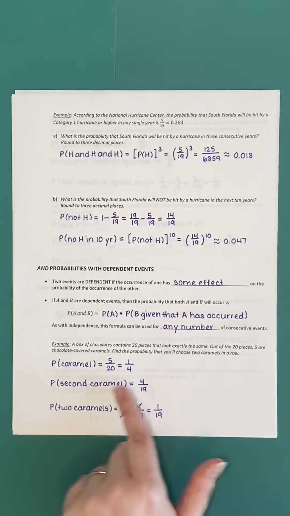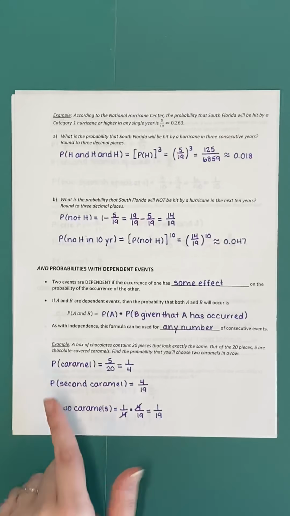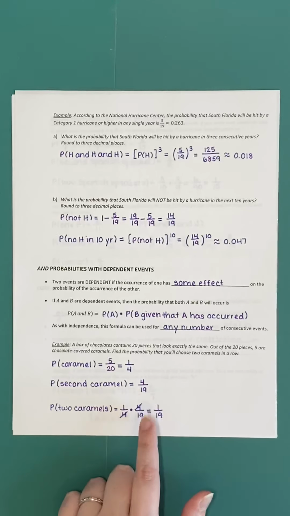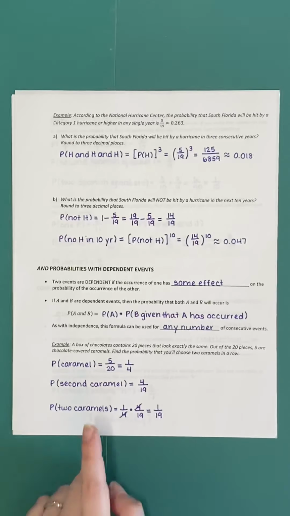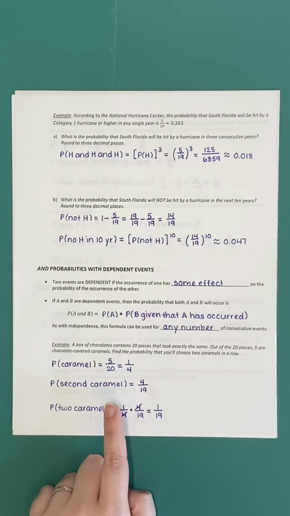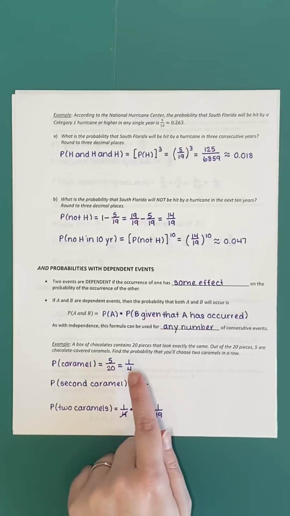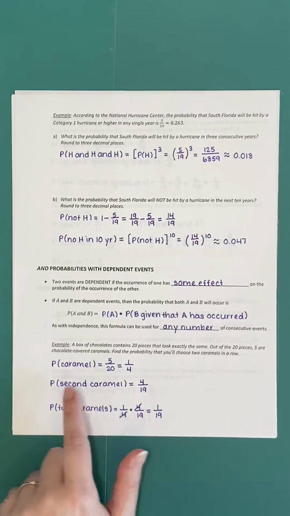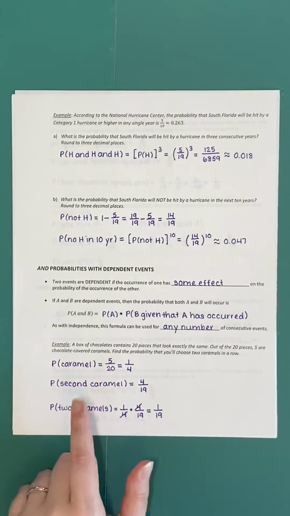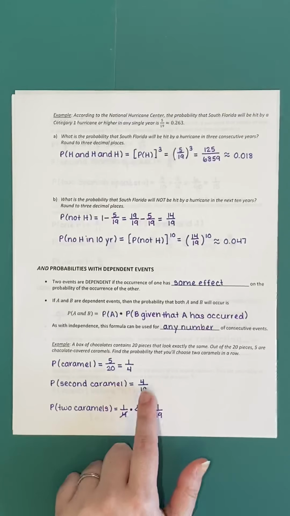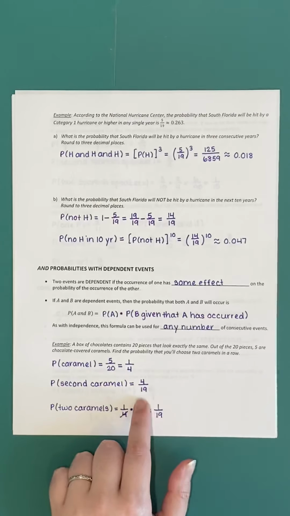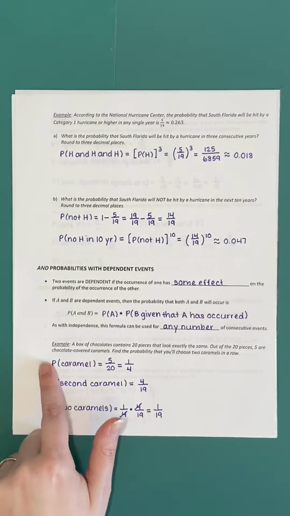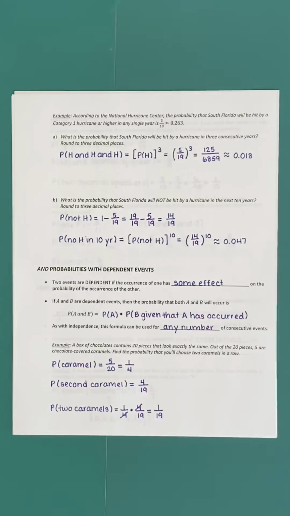So what would happen for the next draw? Suppose the second thing you draw is supposed to be a caramel. Well, you still have 19 candies in the box, so that doesn't change. But what does change is how many caramels you have to choose from. So if the first candy you drew was not a caramel, that still means you have 5 caramels in the box. So that means the probability of the second draw being a caramel wouldn't be 4 out of 19, it would be 5 out of 19. So the probability of this second event changes based on whether or not the first event happens.